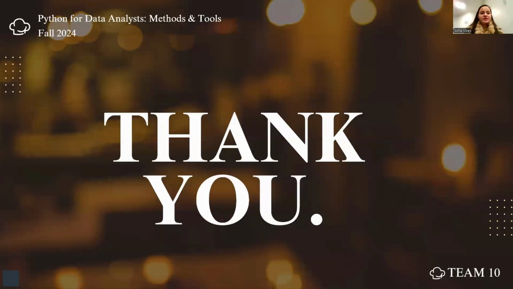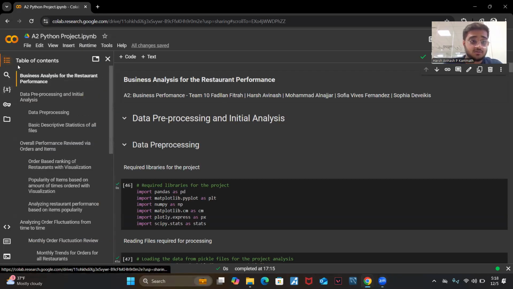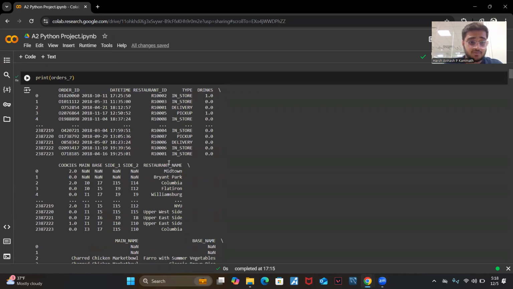Thank you so much for your presentation. Now we're moving to the notebook reading. Thank you, Sophia. I'll be going over the Jupyter notebook. On the left-hand side, we have the table of contents. We have the data pre-processing stage firstly.